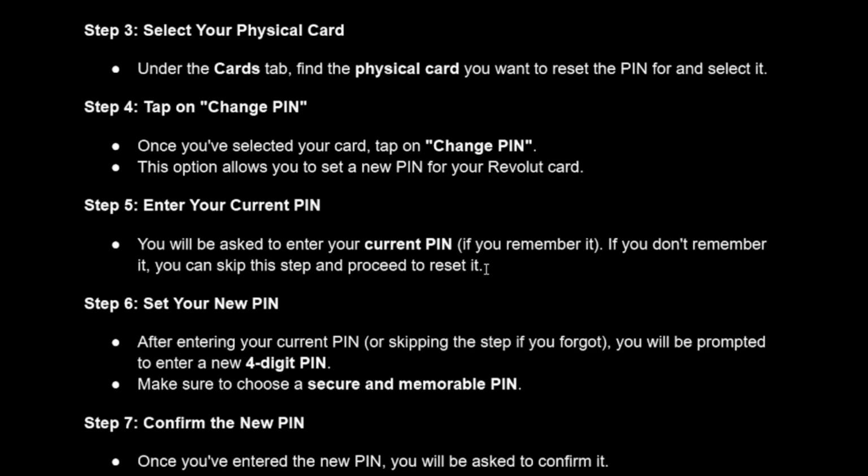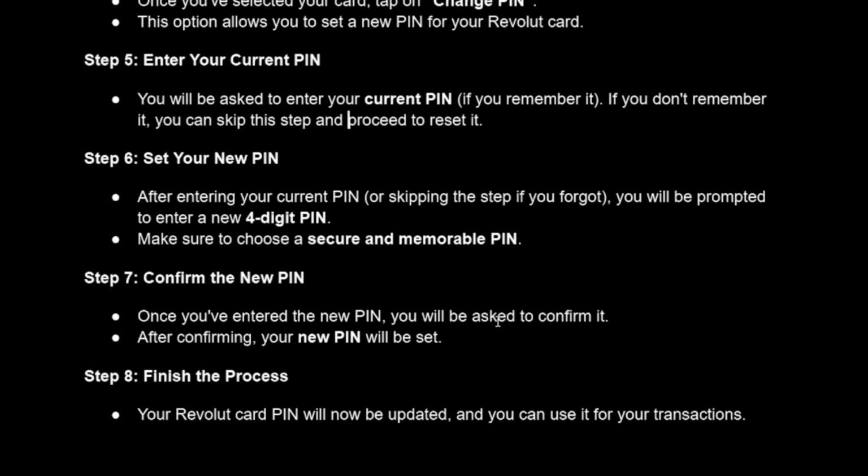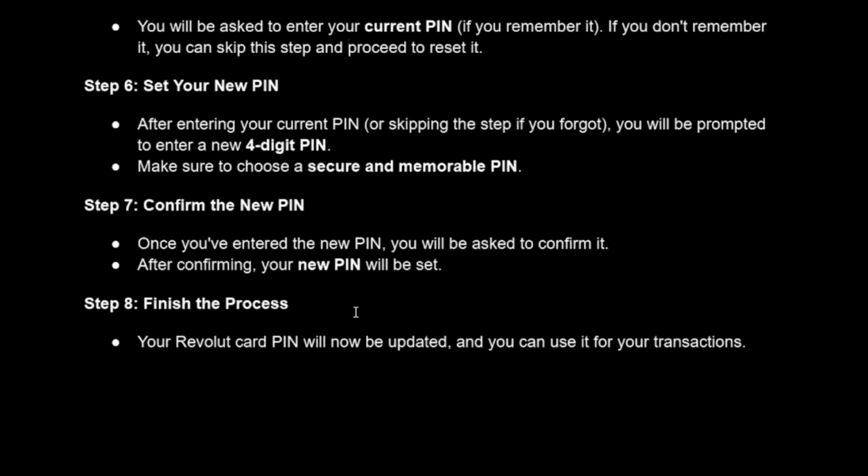Next is to enter your current PIN, as you can see here, which if you don't remember, you can go ahead and skip this step and proceed to reset it. There are going to be more verifications, of course, but once you do that, you can go ahead and set your new PIN, and you'll be asked to confirm it. Now your Revolut card PIN will be updated.